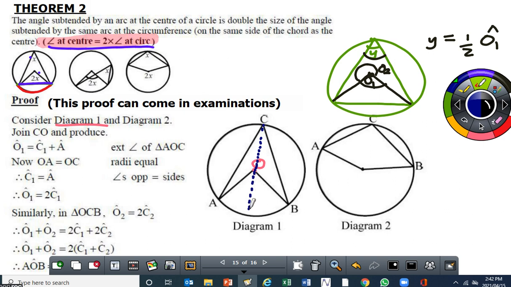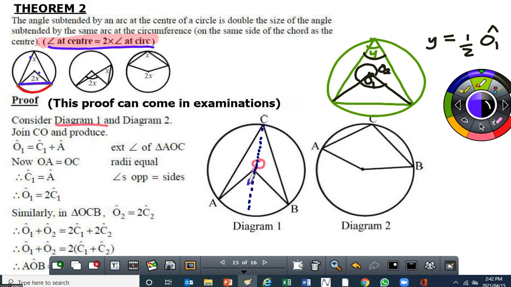That line is going to create 2 angles here. One of them I can call O1, the other one I can call O2. So, once you produce that line, we'll end up having 2 angles here, C1 and C2. So that we can say O1 is equal to C1 plus A. So this angle here, I can call it O1.